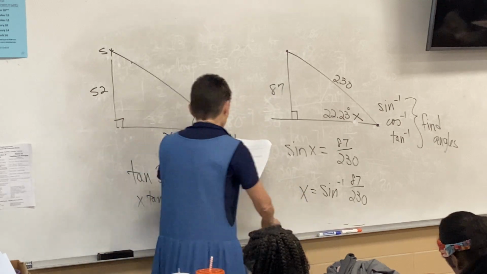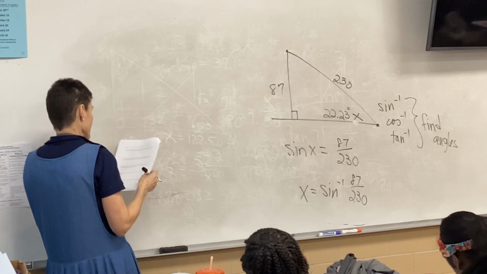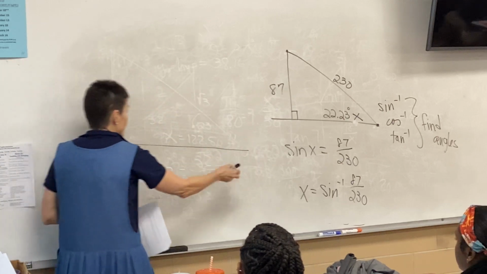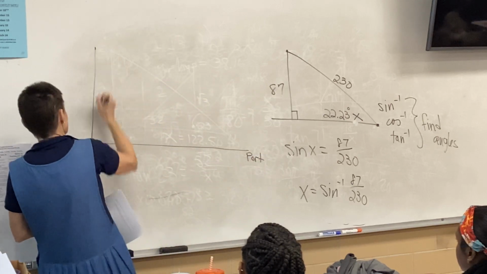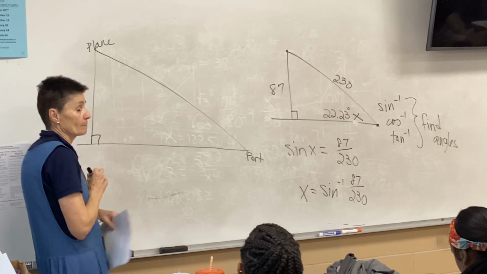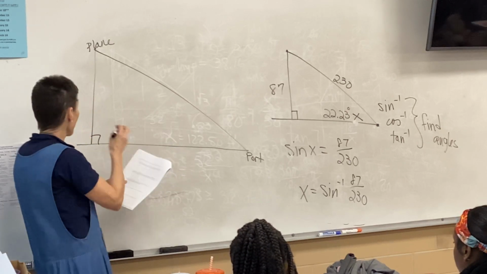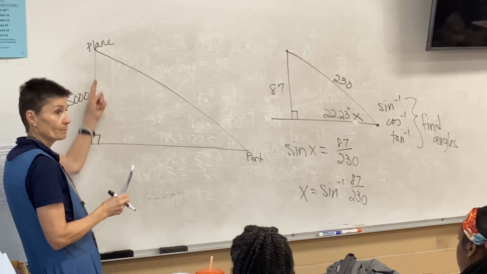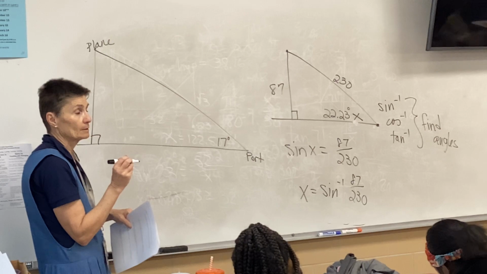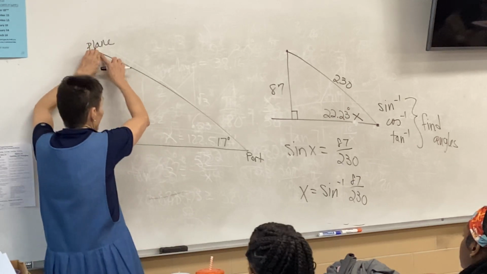All right, next. How far is an airplane from the airport if he is currently 5,000 feet above the ground and the angle of depression of the airport is 17 degrees? So think about this for a minute. Here's the ground. Here's the airport. The airplane is up here somewhere, looking down at the airport. How far is the airplane from the airport, if he is currently 5,000 feet above the ground and his angle of depression is 17 degrees?